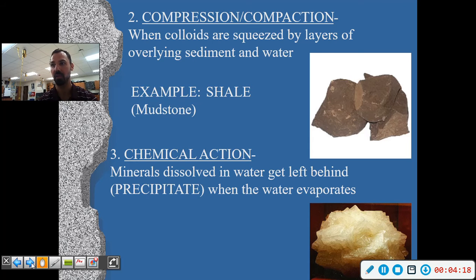Chemical action is when minerals dissolved in water get left behind, or precipitate out, when the water evaporates. And I mentioned this, evaporating seawater is how this happens. So it has to be a salty body of water that once was in that area. Sometimes it might have been an ancient ocean that was in that area, or sea level was different in the area. So be aware of those situations. Rock salt is an example, but there's also rock gypsum, I believe, and dolostone. So there are a few different chemically formed sedimentary rocks.